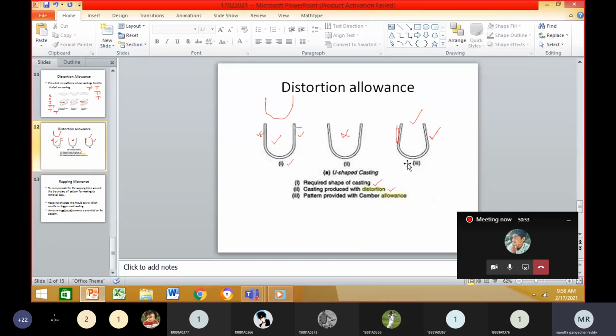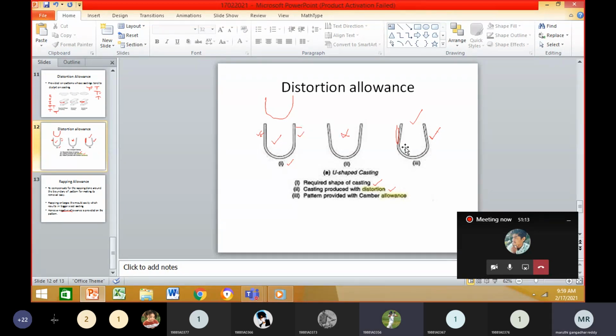Third one, sir. Why? Because what will the second figure represent? The second figure represents a pattern which has the exact U-shape of the casting. If you use a pattern which has the exact shape of the casting, you are going to obtain this. The walls will be slightly distorted, right? What is the third one?